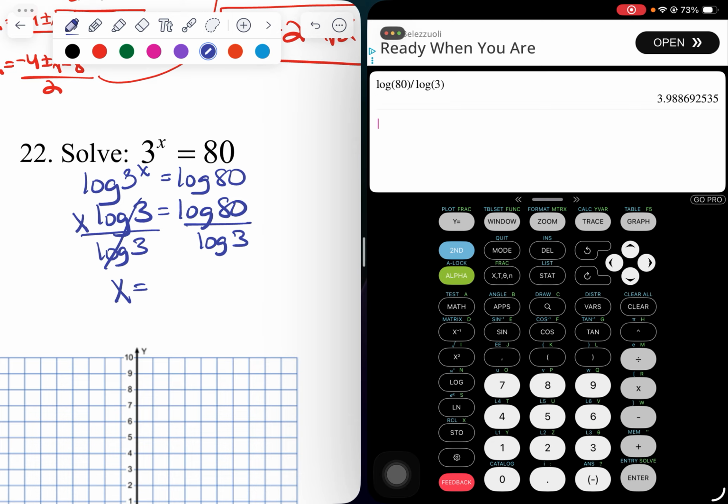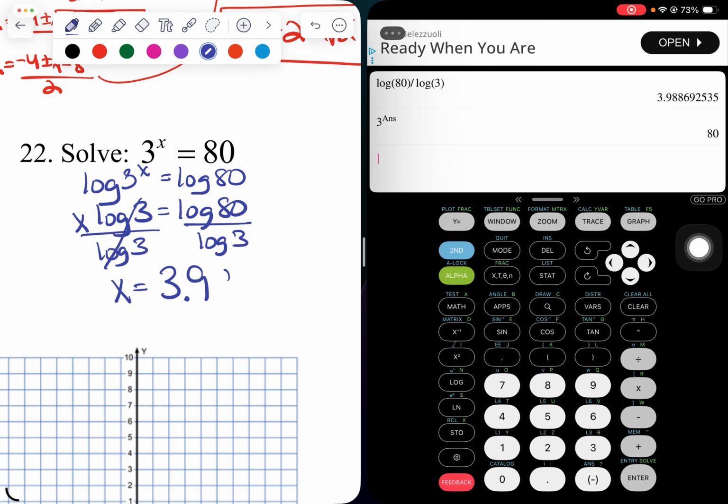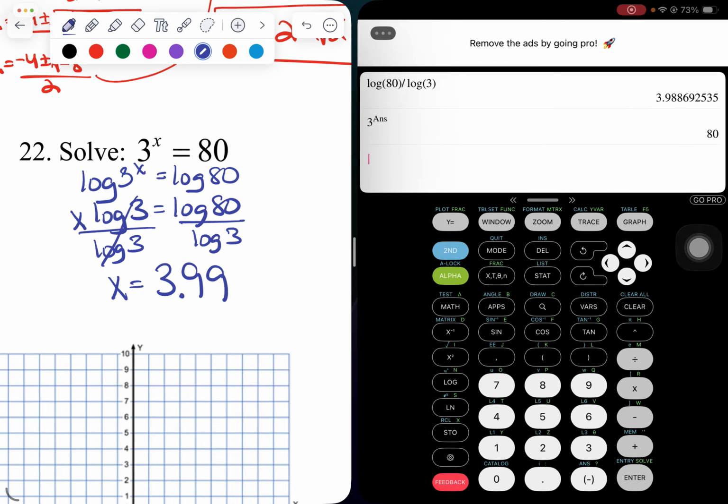And it's this answer. I always do a quick check here. So I'm going to do 3 to the last answer. So whatever that decimal is, that's 80. Okay, perfect. So this quick check does tell me that this is the right answer. And we're going to round it off to, let's say, 3.99 because the 8 will round up.